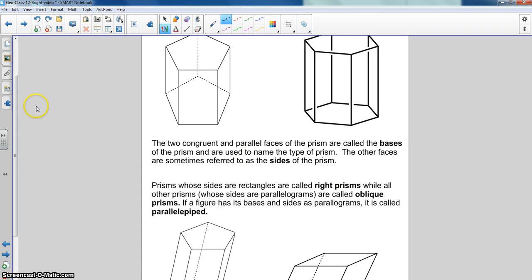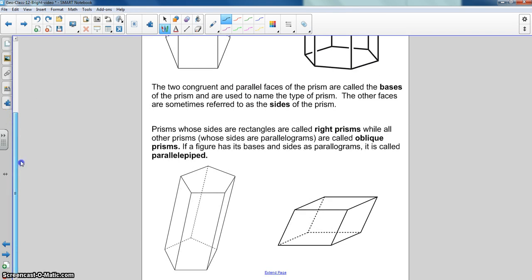Okay, and as I mentioned before, if we have the sides all being rectangles, we actually call those right prisms, and then the other ones where we actually have parallelograms as sides, we call oblique prisms, which is an example of this one because we don't have 90-degree angles. Now, in the event that we actually have a figure that is completely composed of parallelograms, and yes, there is a typo here, you can fix it in your own slides. If a figure has all parallelograms as its faces, we actually call that a parallelepiped.